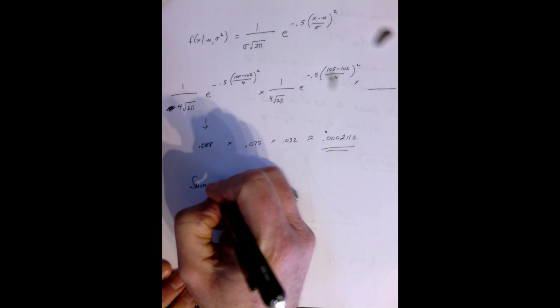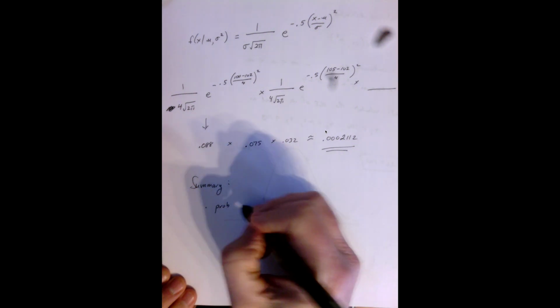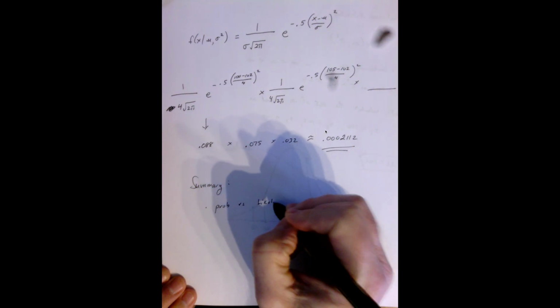So, ladies and gentlemen, summary. You should know, first of all, the difference between probability and likelihood. Secondly, you should be able to determine the likelihood of either type of distribution given data, and given a proposed value for a parameter.